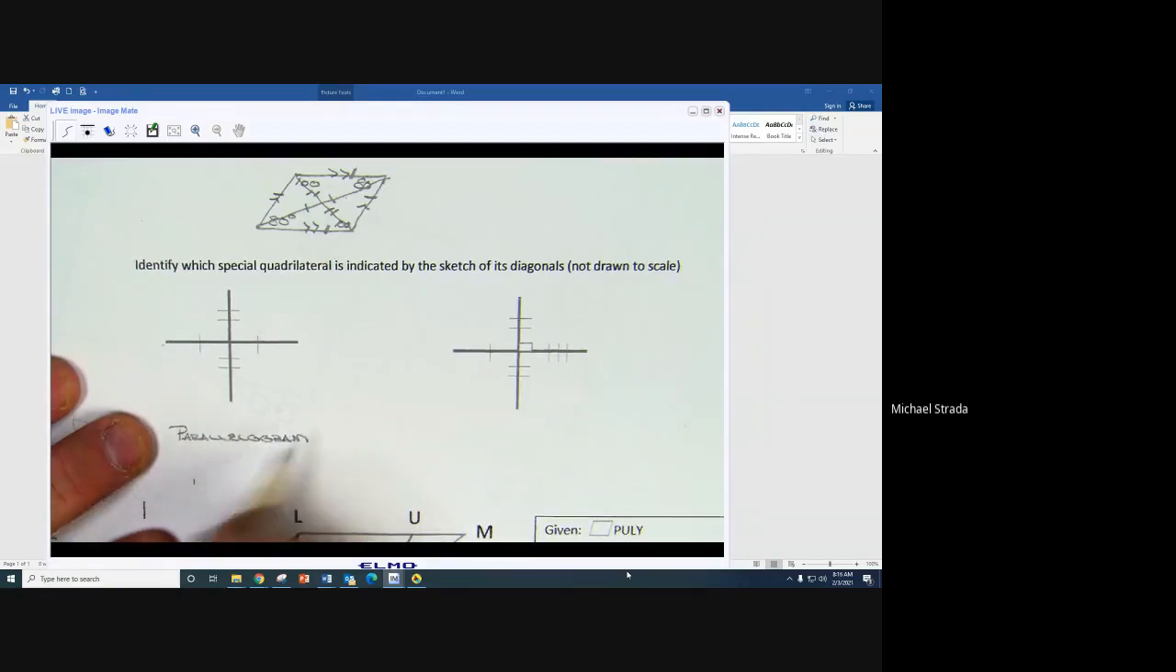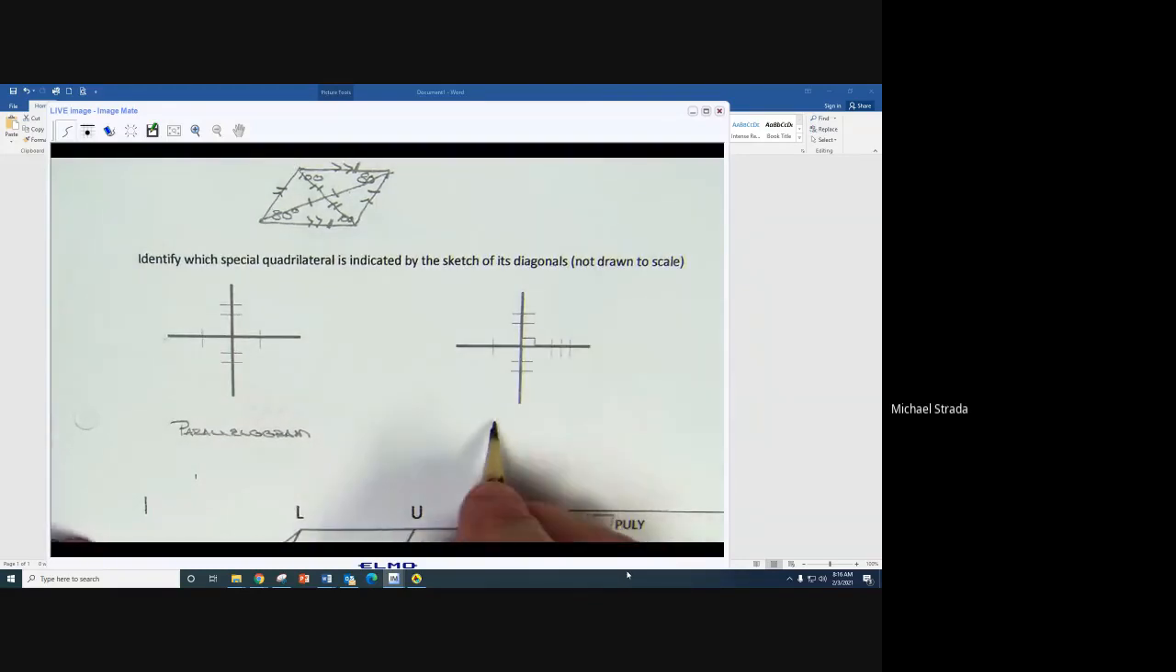The one on the left is a parallelogram. The one on the right is a kite.